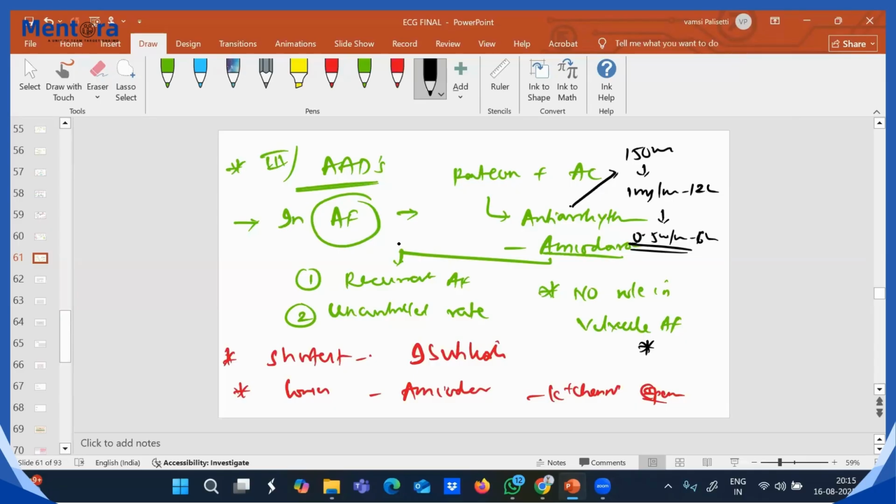150, followed by repeat 150, followed by 300. No, in the case of cardiac arrest, CPR, basic life support BLS protocol, if it is a shockable rhythm, after giving 3 shocks, you have to give amiodarone 300 mg. That is a loading dose.